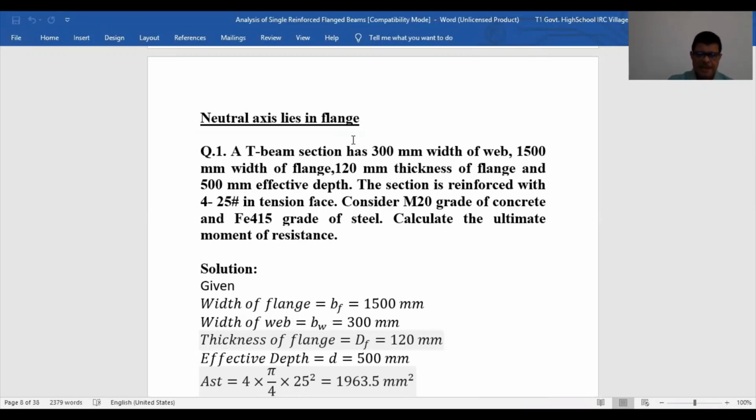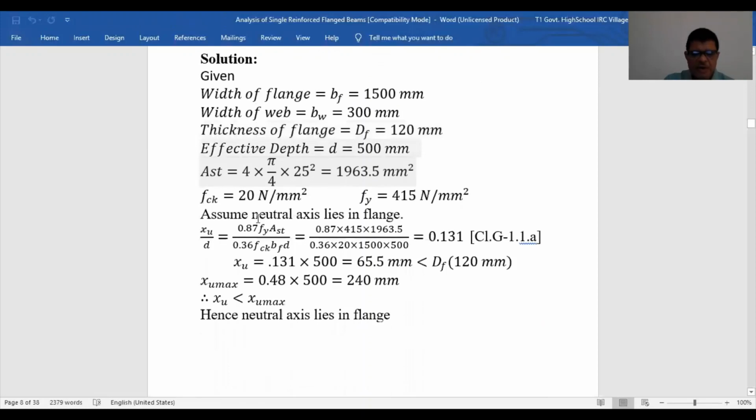2.1. Now, in the first problem, a T-beam section, all the data is given. Width of the flange is given, 1000, thickness of the flange is 120, effective depth is given. The Ast, 4 numbers of 25 mm, means Ast is equal to pi by 4 into 25 square into 4. Fck is 20, fy 415, calculate the ultimate moment of resistance. So write down all the data.